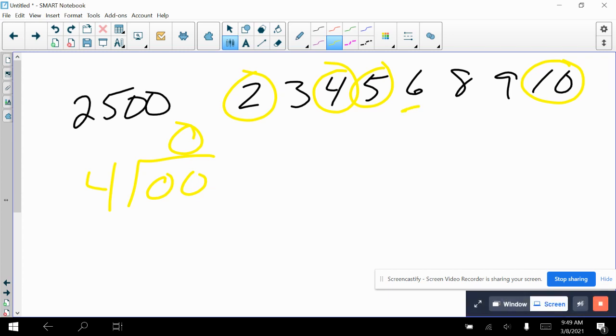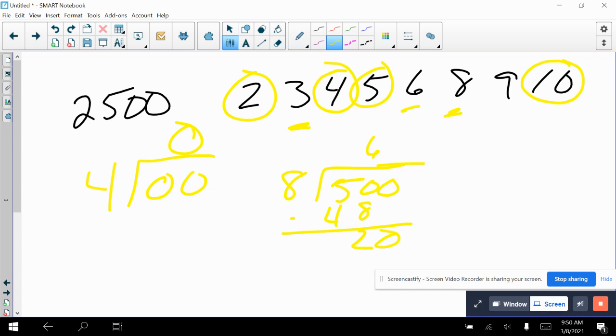Okay, can we circle 6? No, because 2 is not circled. How about 8? Does 8 go into 500 evenly? Well, let's try it. This is where you got to divide. 8 goes into 50 6 times. 48. Does 8 go into 20 evenly? No, so it doesn't work.